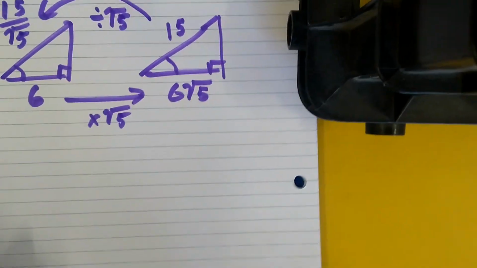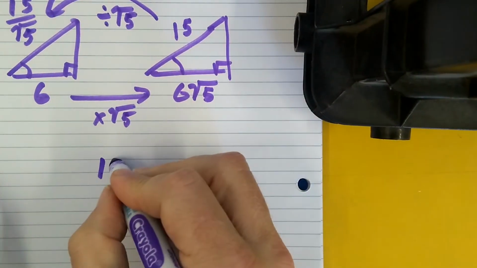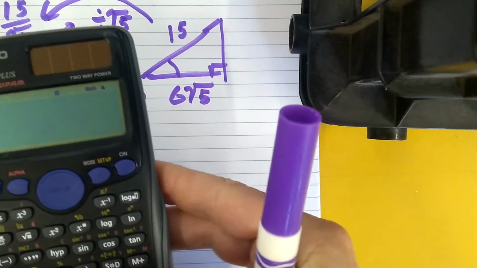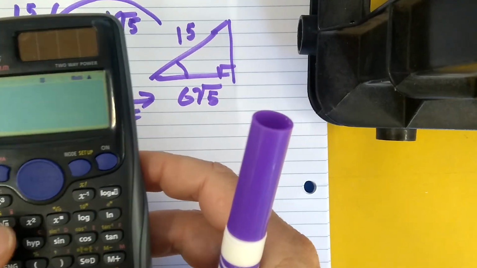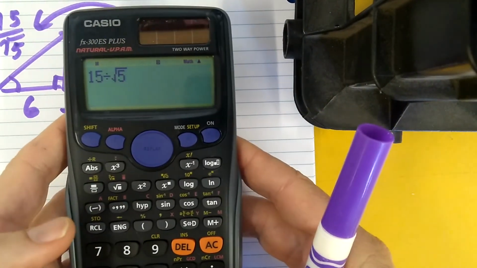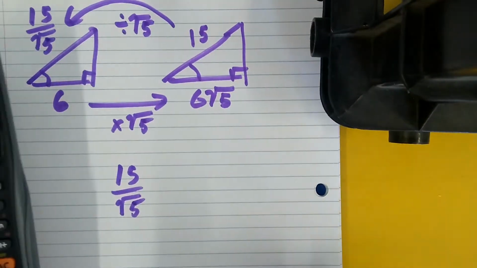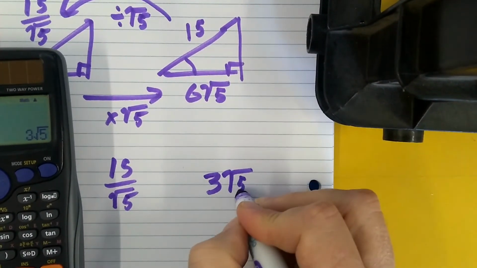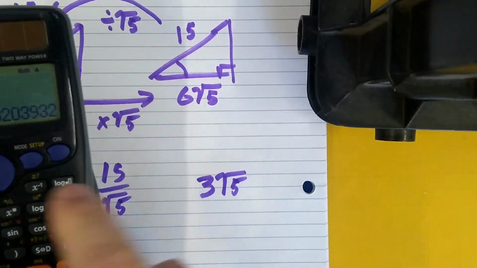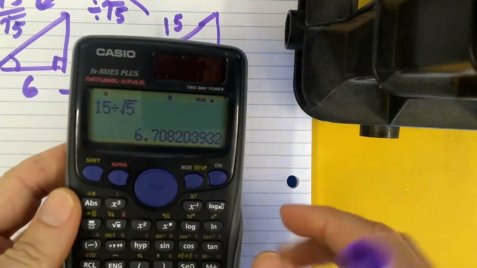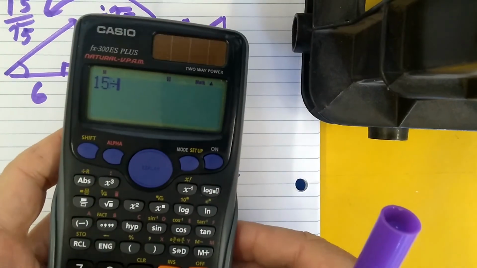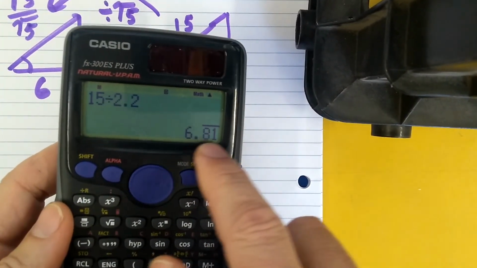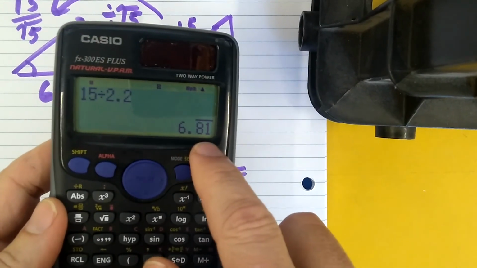Oh, it's not quite in this frame there. 15 over square root of 5. What is that when I put it in my calculator? Okay, so 15 divided by square root of 5. Oh, it says 3 root 5. Not quite what maybe I was expecting. 3 root 5. And once again, that has a decimal number, which is 6.7. And once again, if I do 15 divided by 2.2, that is very close to that 6.7. Not quite, because there's some rounding going on.